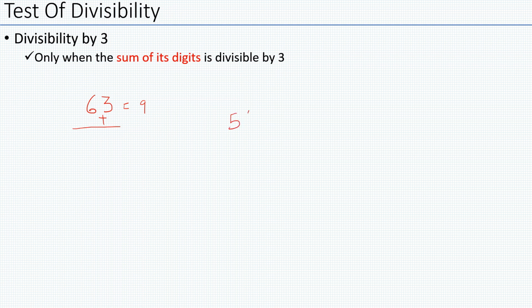Let's take another, 5421. If we add the digits 5 plus 4 plus 2 plus 1, the sum is equal to 12, and 12 is divisible by 3. That's why this whole number is divisible by 3. Let's take another example, 1231. Is it divisible by 3? Let's add the digits: 1 plus 2 plus 3 plus 1 is equal to 7, and 7 is not divisible by 3. That's why this number is not divisible by 3.